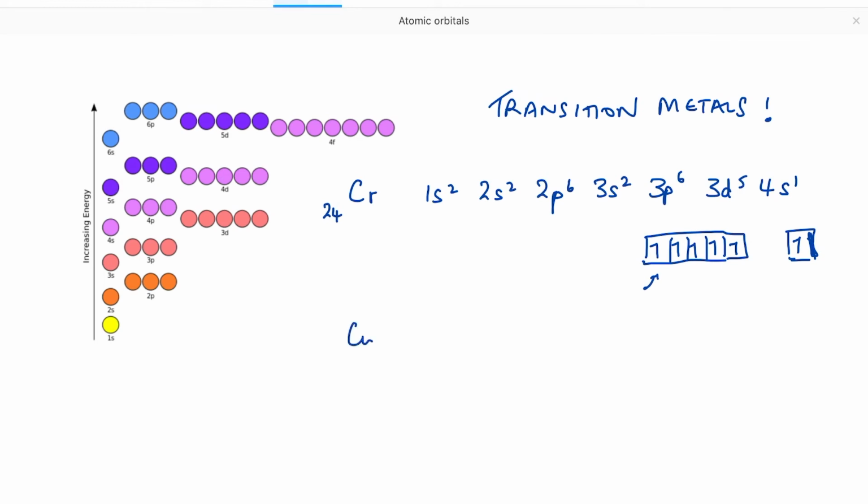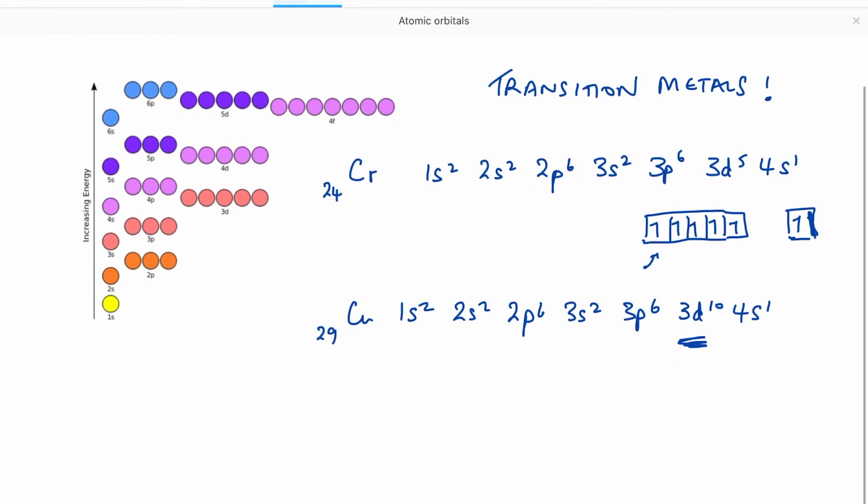Copper is also in exactly the same bracket. So copper is 29, 1s2, 2s2, 2p6, 3s2, 3p6, 3d10, 4s1. And for exactly the same reason, it is of lower energy, more stable for the copper atom to spin pair each of the d suborbitals in the third energy level than to go for 4s2, 3d9. You just need to learn this.